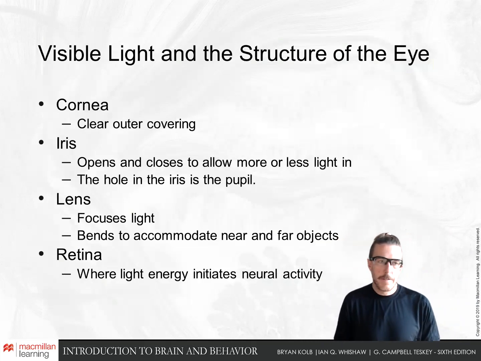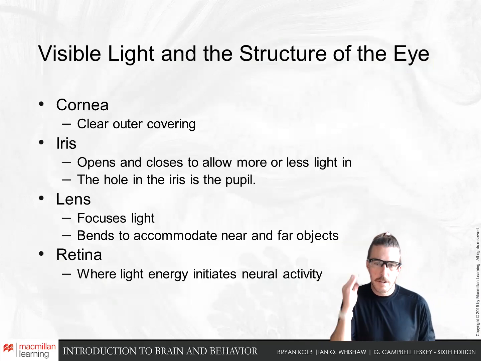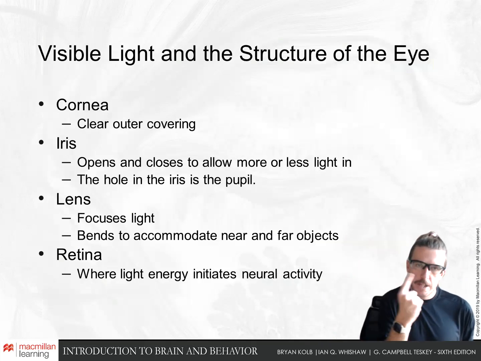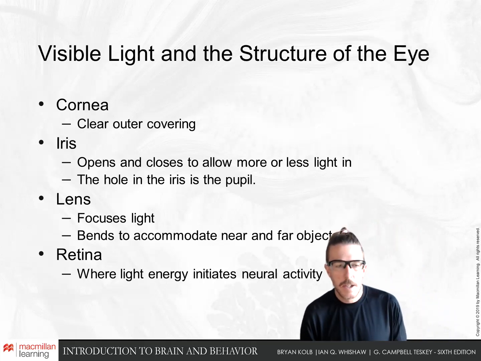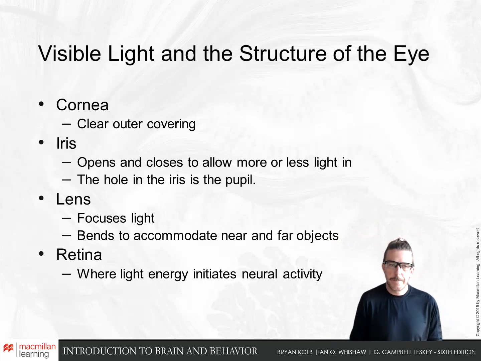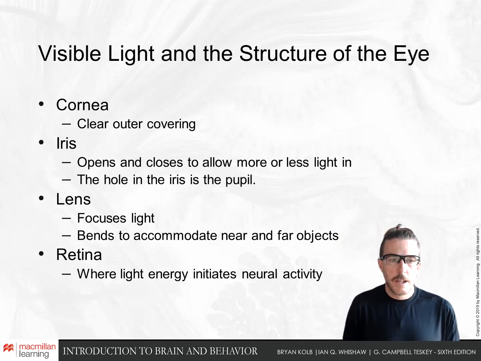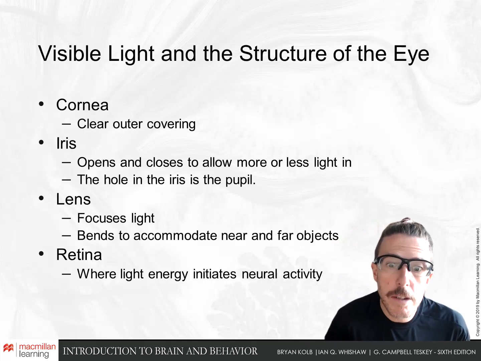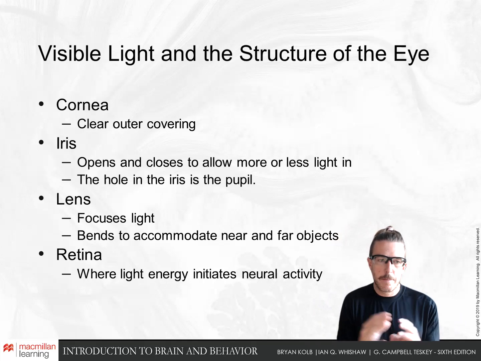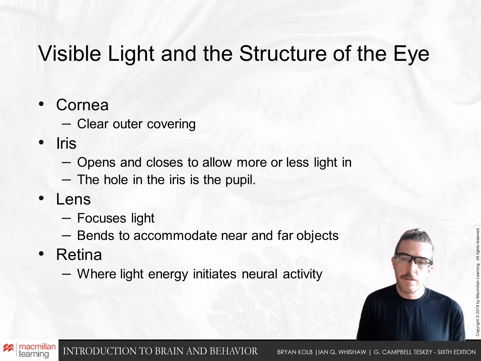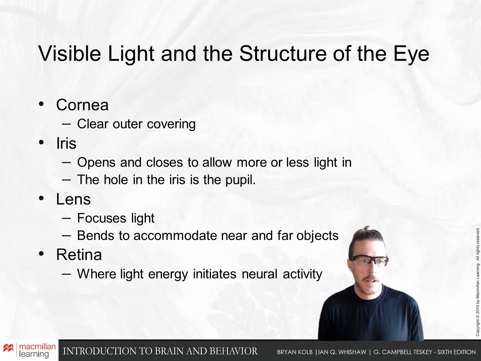The eyeball itself, the physiology of the eyeball, includes the cornea, which is this clear outer covering on the eye that we touch when we put on our contact lenses. The iris opens and closes and allows more or less light in. And the iris is the colored area of your eye. The hole in the middle of the iris is called the pupil. And the pupil can expand and contract to let more or less light in.